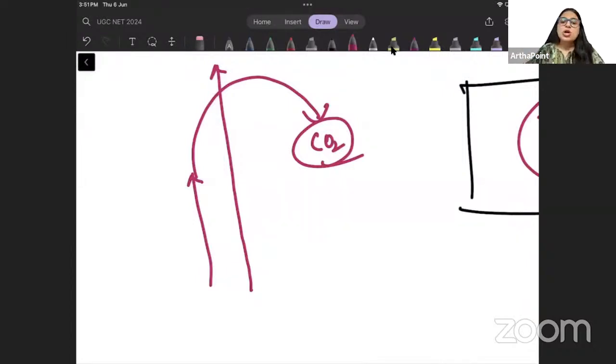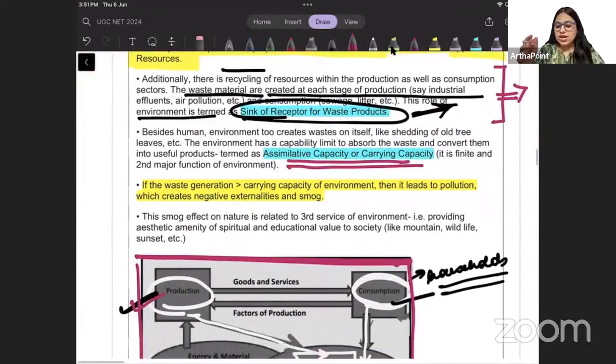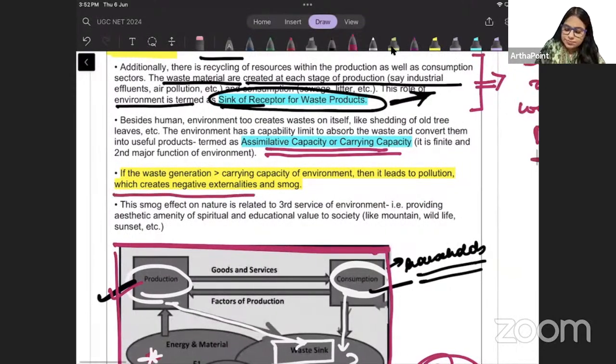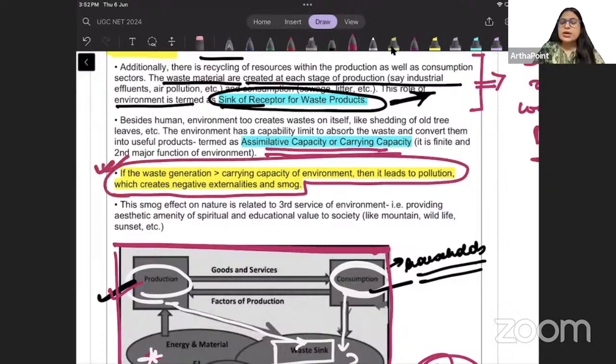Environment will give it back to you, right? So the environment has something which is known as assimilative capacity or carrying capacity. That is how much waste the environment can absorb. How much waste the environment can absorb. So if you give waste more than the carrying capacity of the environment, it will cause pollution, the environment will give you back, it will not be able to hold or carry it.